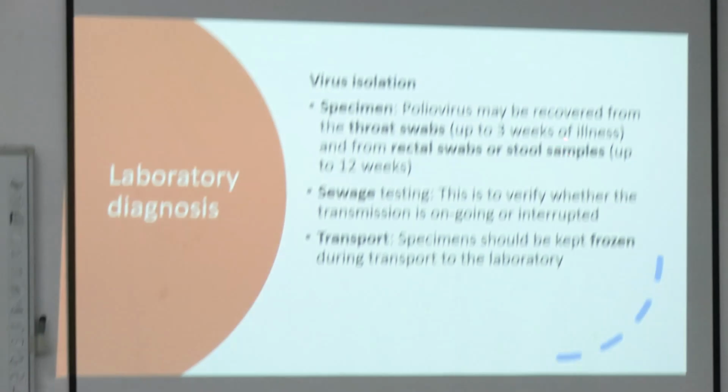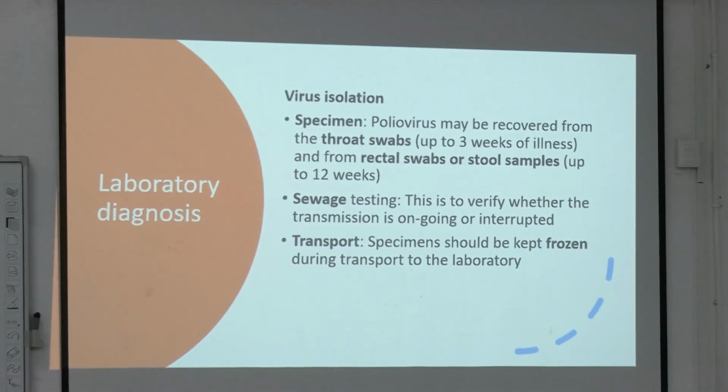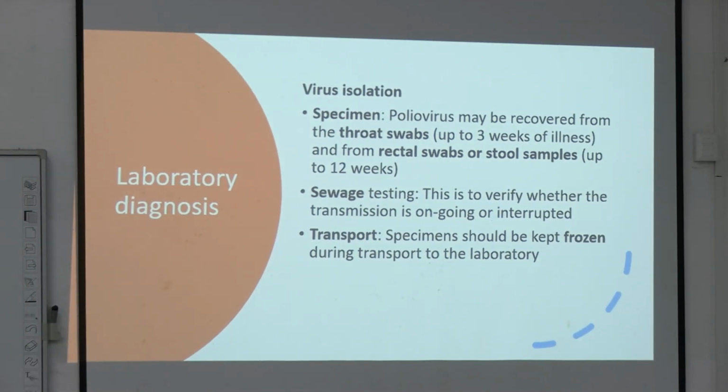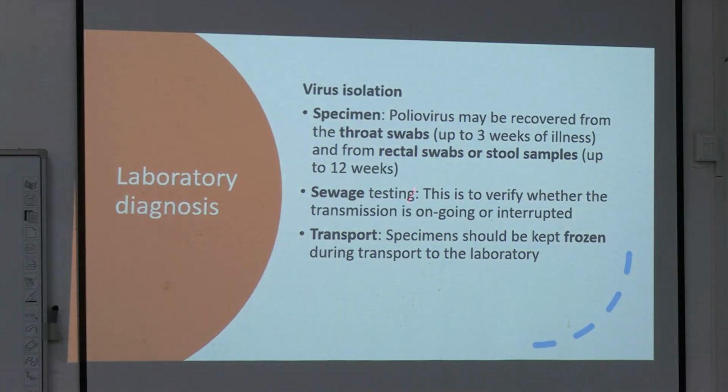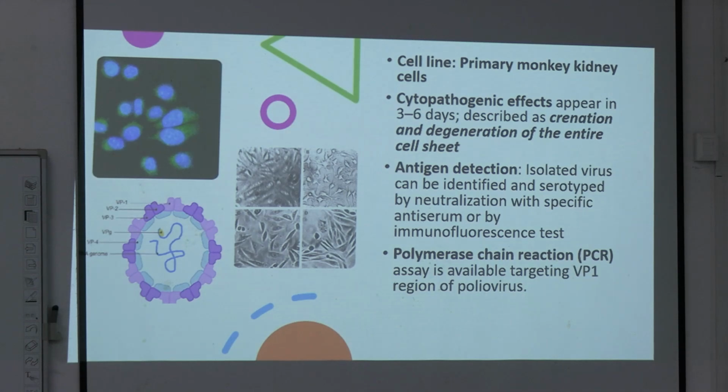Now, a specimen কি বললাম, stool sample. See, rectal swab or stool samples are the most common specimen, but throat swab থেকেও polio virus can be recovered because fecal-oral route এ ঢুকছে, they will be multiplying in the Peyer's patches, so there will be some virus in the throat swab also. ওই mucosa তে থাকবে. Now, sewage testing করা হয় কেন, যে transmission হচ্ছে কিনা. If there's active transmission, the sewage testing will be positive. Okay. Transport. So the specimen should be kept frozen because polio virus is sensitive to the temperature.